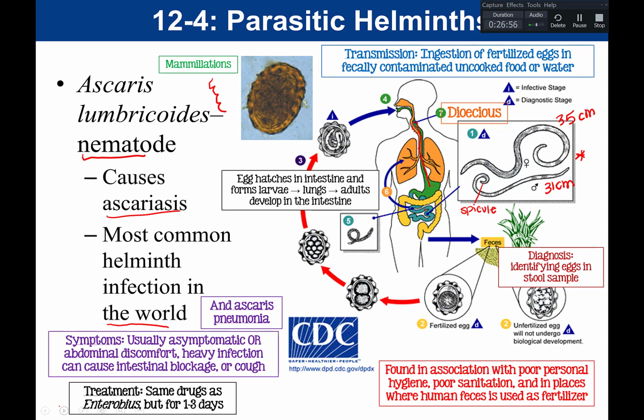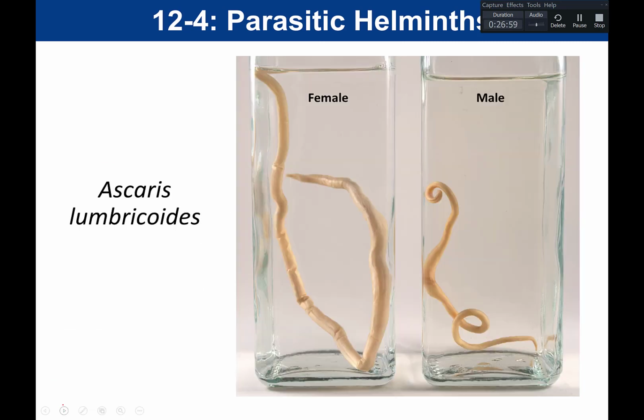And so this is Ascaris lumbricoides. So these are the specimens. These are in glass bottles. This you can see is the male. Here is the spicule, the little curlicue at the end, whereas the female has straight pointed ends. Notice that the female is the larger of the two. So she is larger than the male. But again, the male has that spicule. It has that little curlicue.